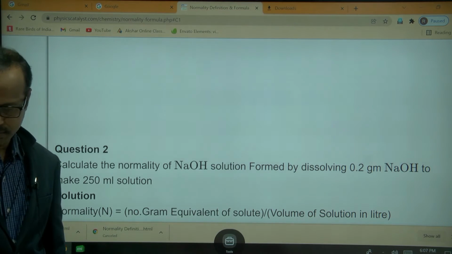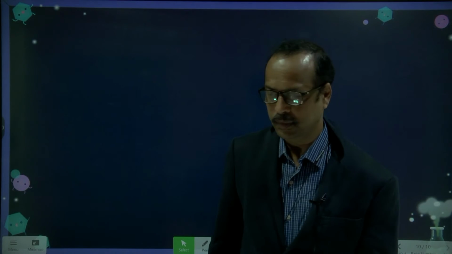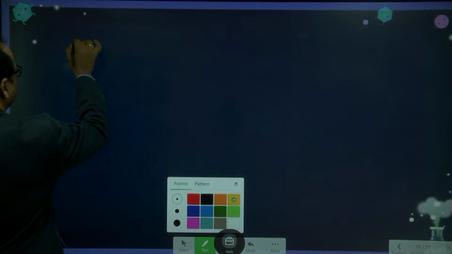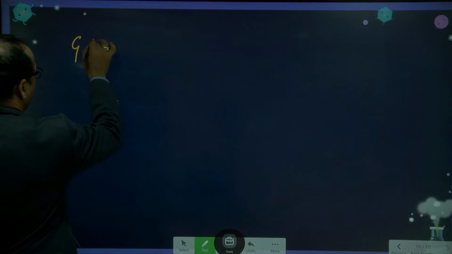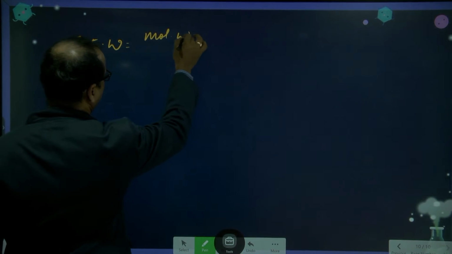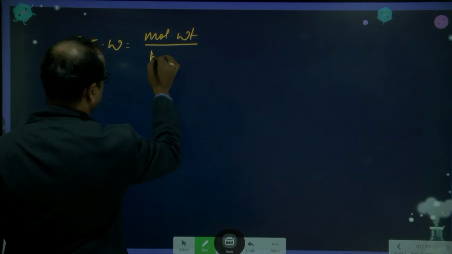Chalo, do this one. So 40 I got, sir. 40. What is that equivalent weight? Yes, sir, equivalent weight is 40 because sodium hydroxide they have given, no? Gram equivalent weight is equal to what? Molecular weight by basicity. Sorry, if it is a base, that is acidity.